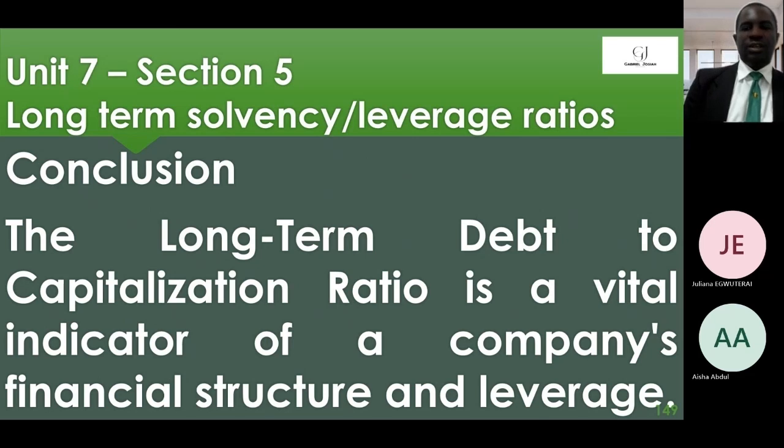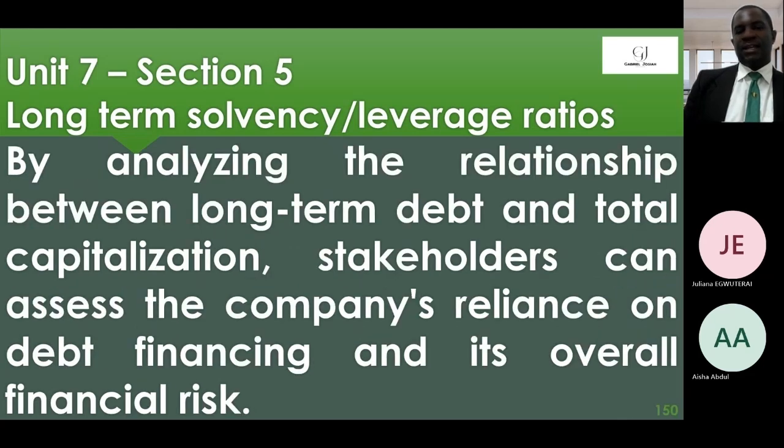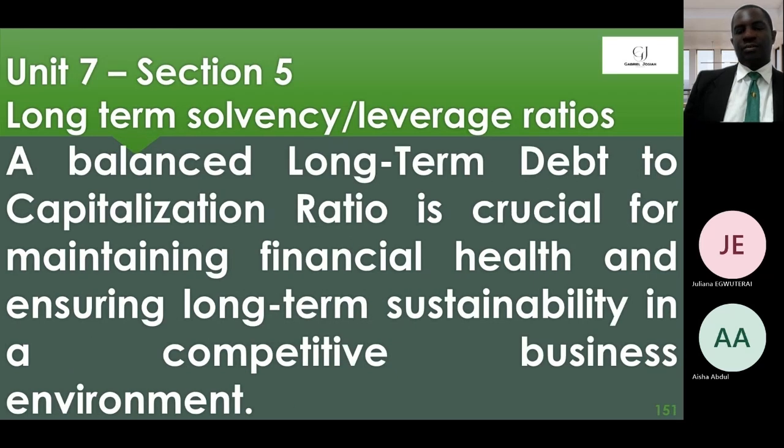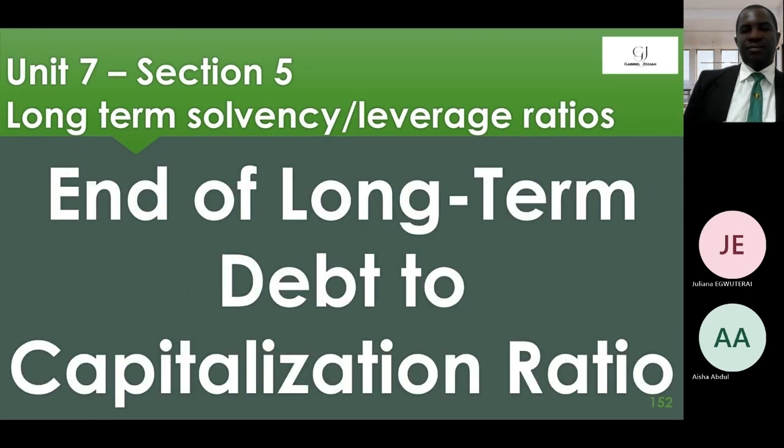So finally, in conclusion, it's unpopular, but it's a good indicator of a company's financial structure and leverage, analyzing the relationship between long-term debt and total capitalization. So stakeholders can assess the company's reliance on debt financing and its overall financial risk. So balance is also key. Like we saw, 1:1, 1:7. 1:1 is a good balance, indicating maintenance of financial health and ensuring long-term sustainability in a competitive business environment.